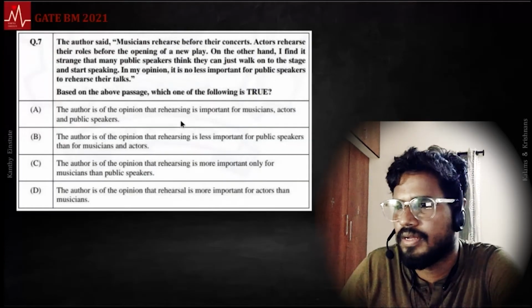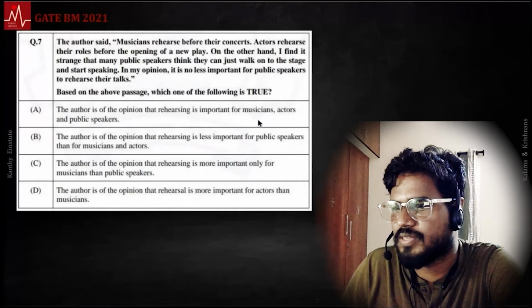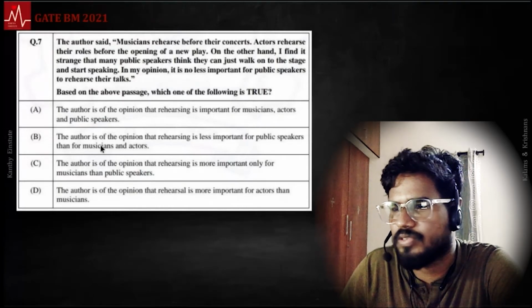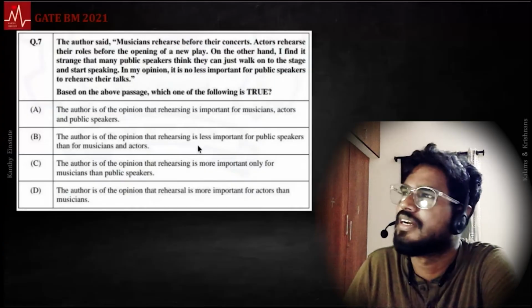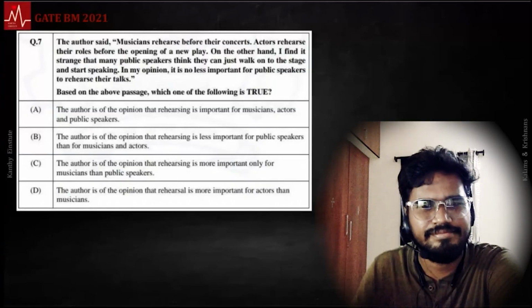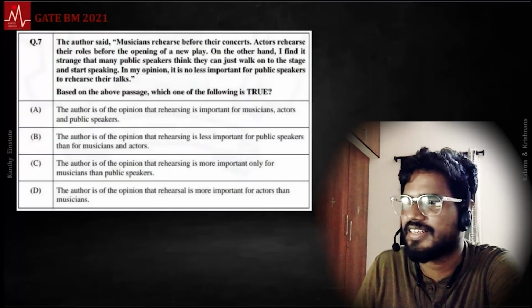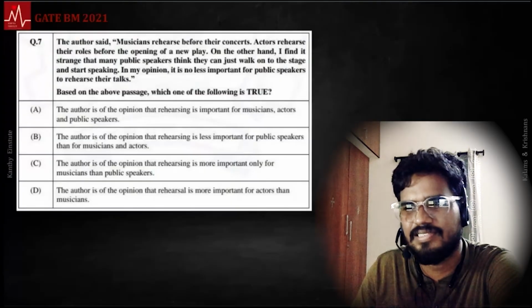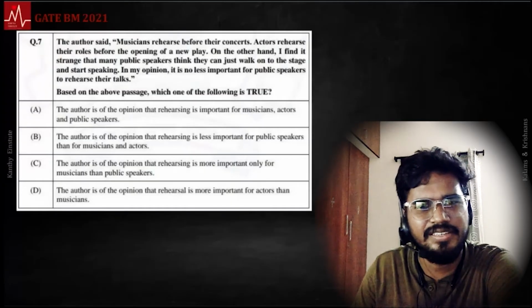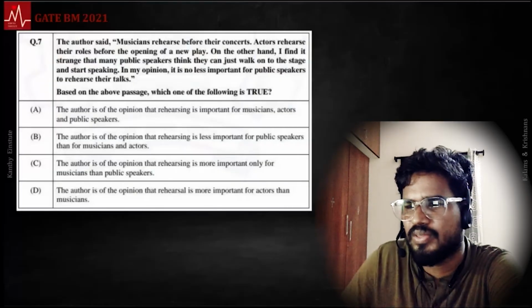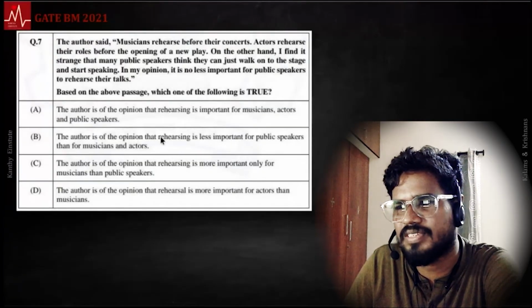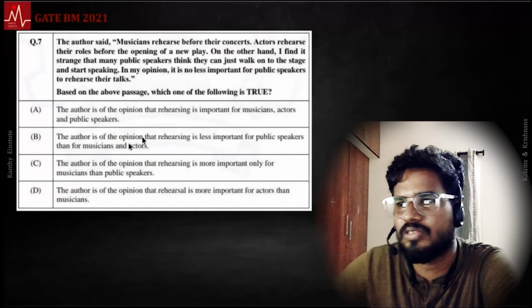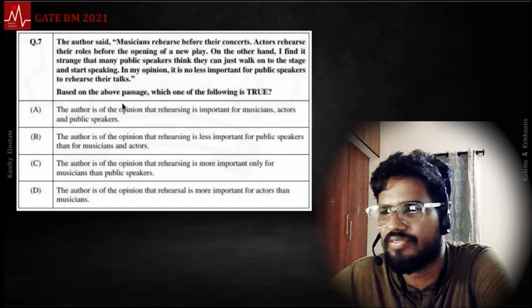But let's look at it. Author is of the opinion that rehearsing is important for musicians, actors, public speakers. Author is of the opinion rehearsing is less important for public speakers. These are typically politically correct, politically, grammatically. I think politically correct. You can state this. Correct options are correct. You can put that in a newspaper, sort of. So they are not biased. The moment you're looking at biases, oh, but this is author's opinion. Author's opinion can be biased. We have to be a little more careful.